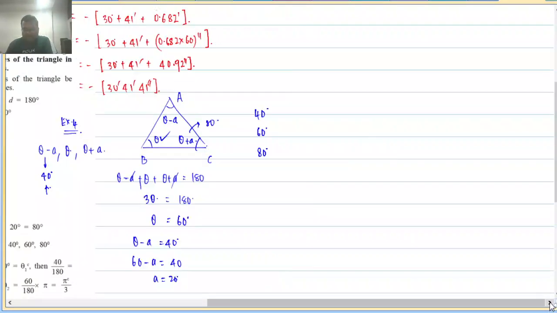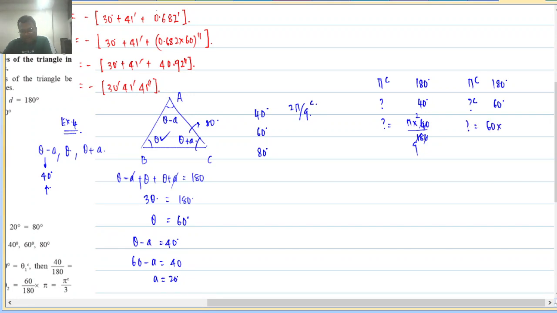But I know that pi radians is 180 degrees. So 40 degrees is how many radians? Question mark is pi into 40 upon 180. 2 2s are 4, 2 9s are 18. So this is 2 pi by 9 radians. I know that pi radians is 180 degrees. So 60 degrees is how many radians? So question mark is 60 into pi upon 180. 6 3s are 18. So answer is pi by 3 radians.